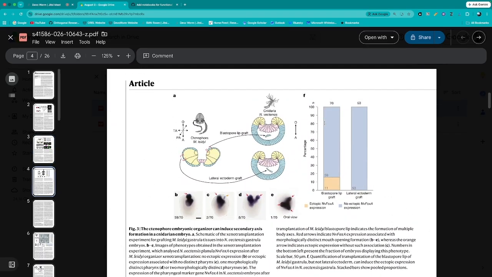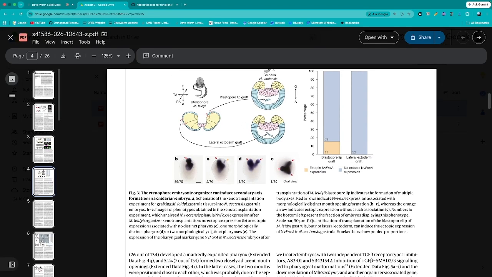This is figure 3, showing that in ctenophores, the embryonic organizer can induce secondary axis formation in a cnidarian embryo. So it's not always the case that you get the secondary axis formation, but this shows you how this works when it's successful. So again, you have a donor. In this case, it's M-lady, which is this ctenophore, and you're giving this piece of the developing embryo to the cnidarian. This is a blastoporal lip graft, and you're putting it inside here. You also have this lateral ectoderm graft, and it's just showing the effects of this.